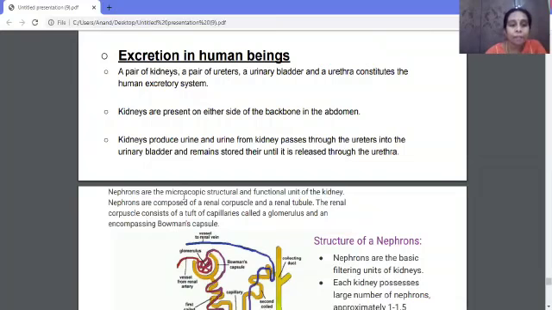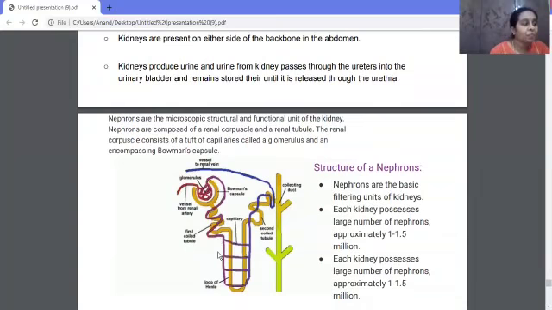So this is the structure of the nephron. When you observe the beginning of the nephron, where will it be present? It will be present in the kidney. Remember, the nephrons are present in the kidney. Each kidney consists of about 1 million nephrons.